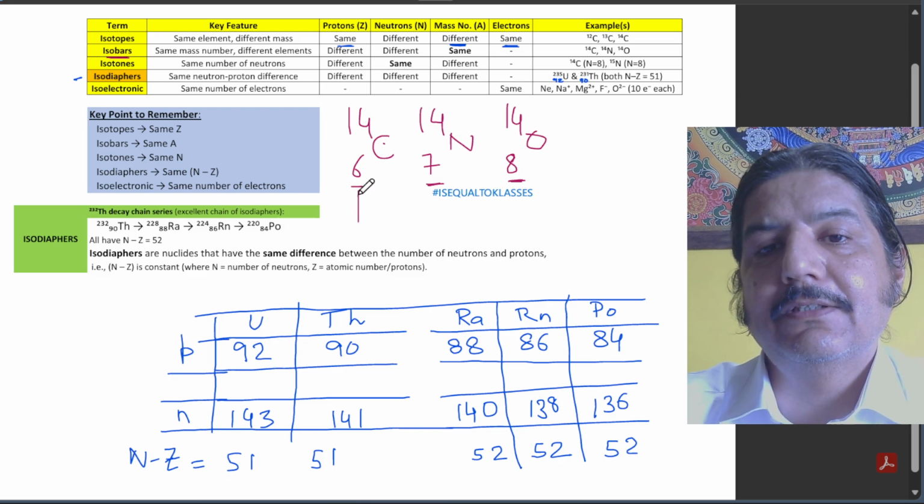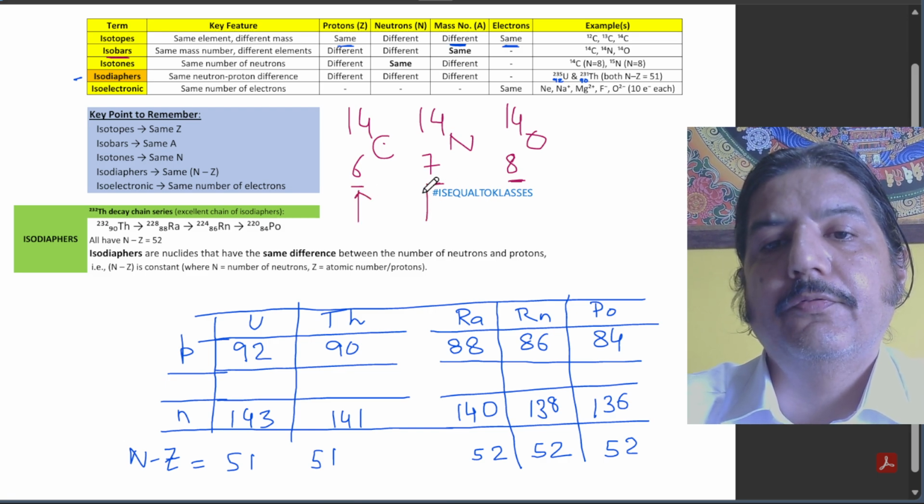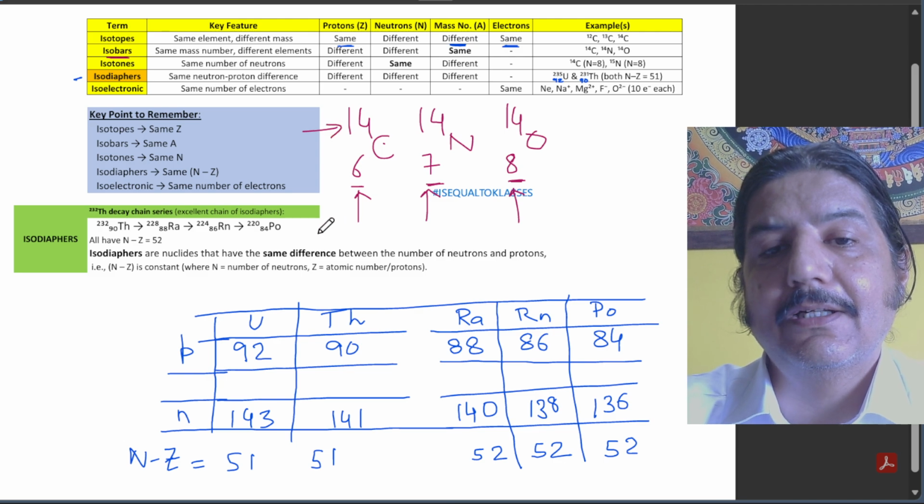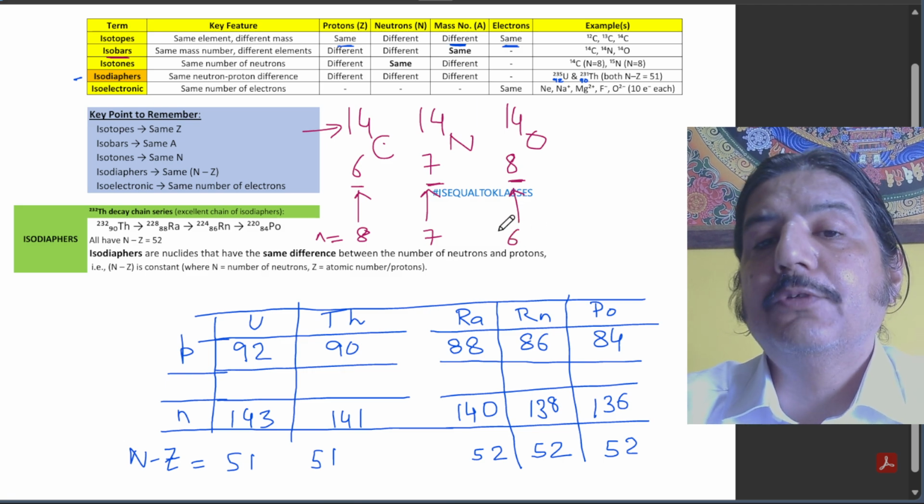So, for example, in this case, the number of protons would be 6, then 7, then 8, but the mass number is the same, 14. So, in this case, the number of neutrons would be 8, then 7, then 6. I hope this is making sense.